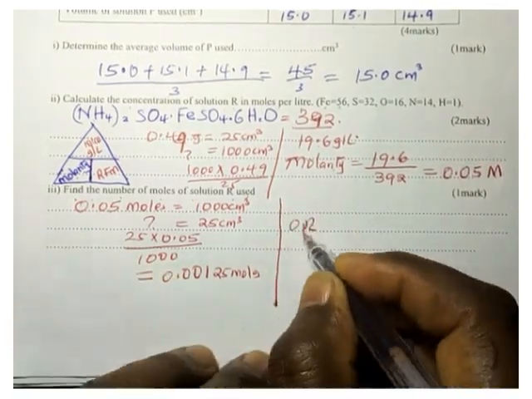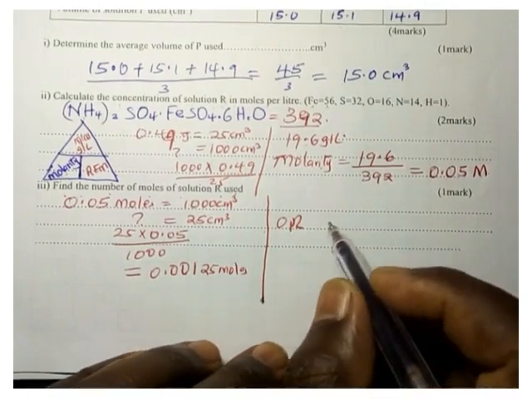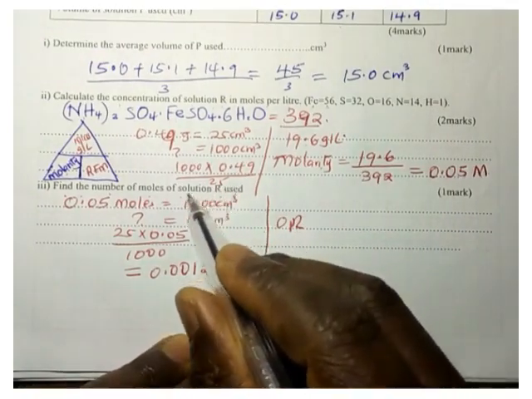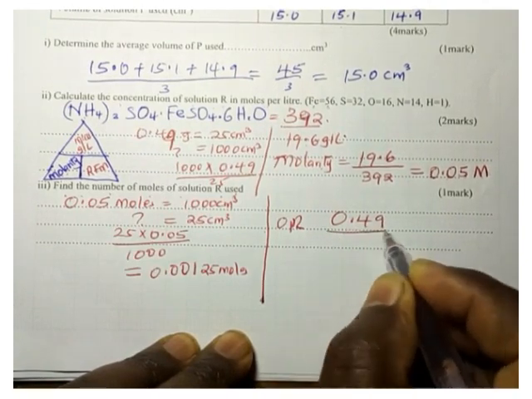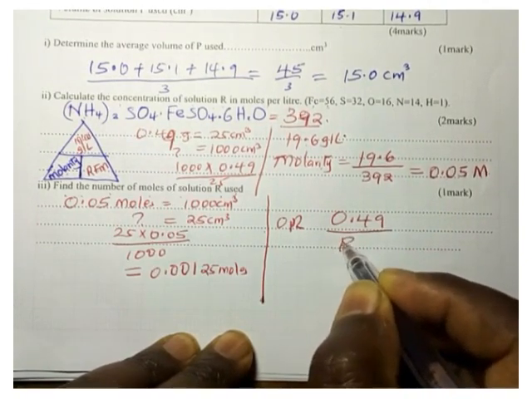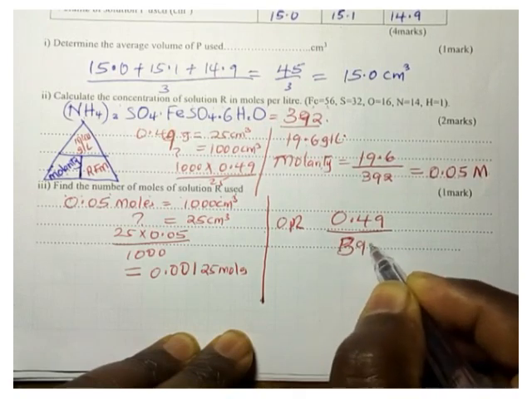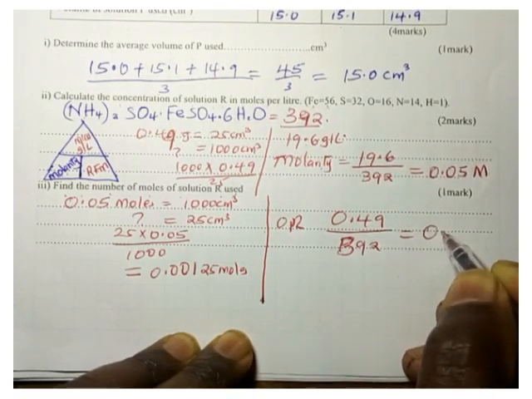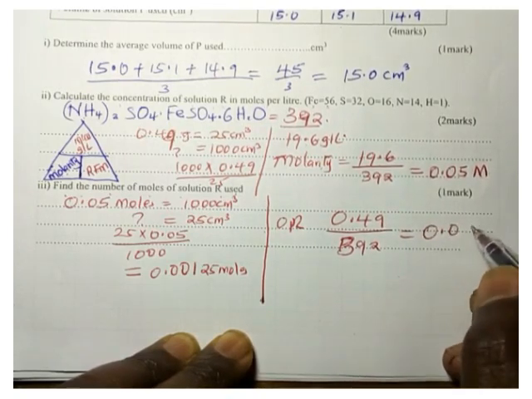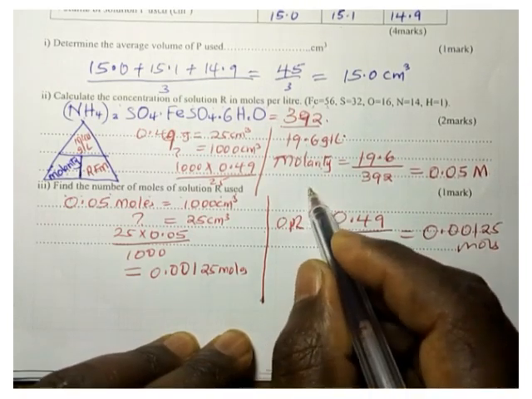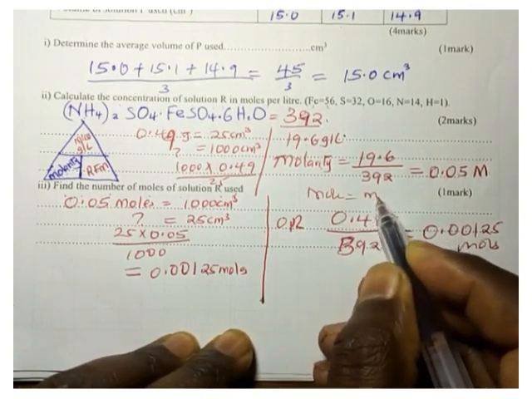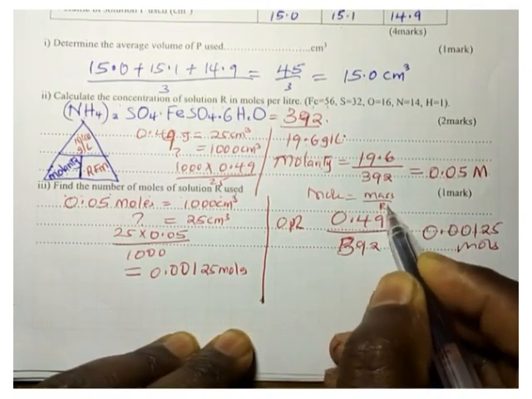Or we can as well get the number of moles: we have the mass of the solution that we had, 0.49. We have the RFM, which is 392, and this one will give us 0.00125, because we know moles equal to mass over RFM.